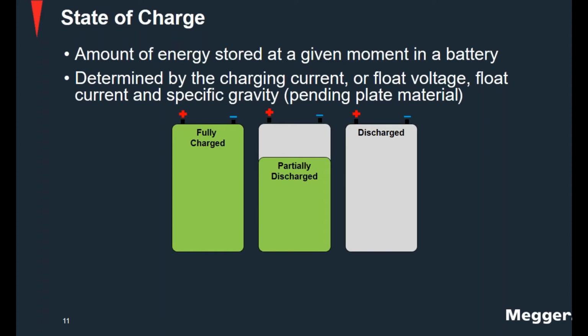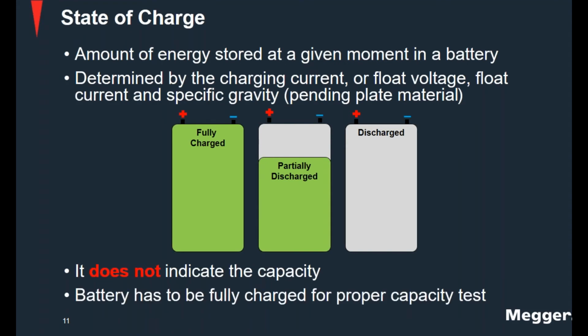And so you can see here a representation of a battery that is fully charged, partially discharged, or fully discharged. And well, this last representation is not the reality for VLA batteries. They never should go to zero voltage. So again, this does not indicate the capacity, but one very important thing is that the battery has to be fully charged for a proper capacity test. So when you're going to run the test, the battery has to be fully charged, and there's actually a full procedure of preparation, and we're going to go over that.